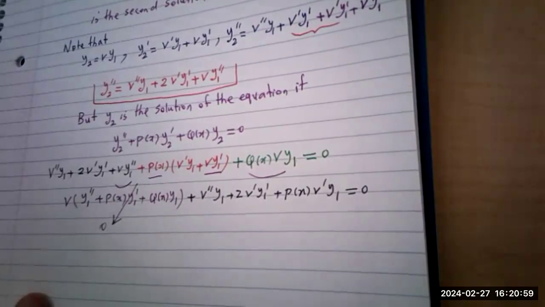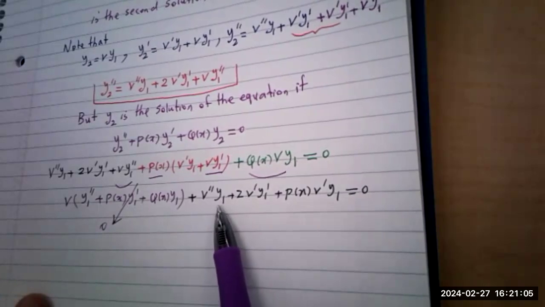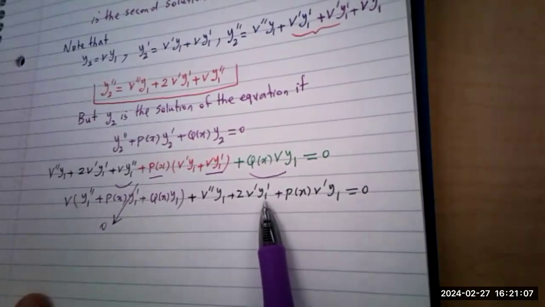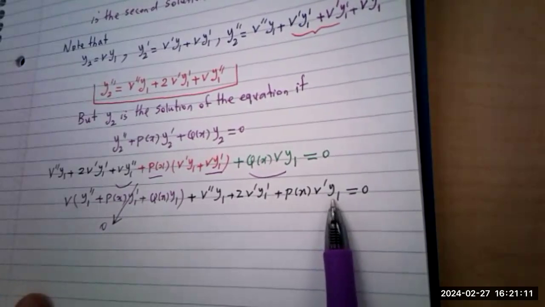Let's see what we can do about the second part. If you look at this second part, y1 is given to you, y1 prime is known, y1 double prime is known, p of x is known.